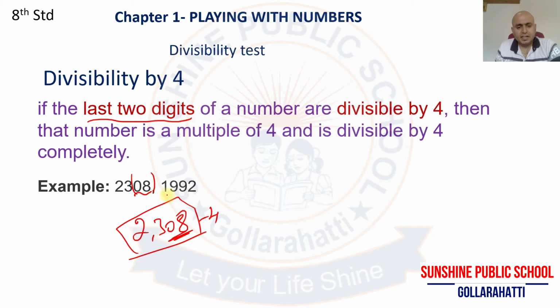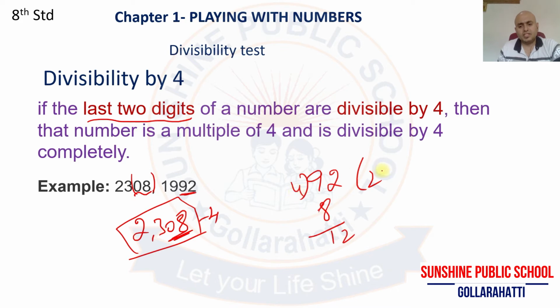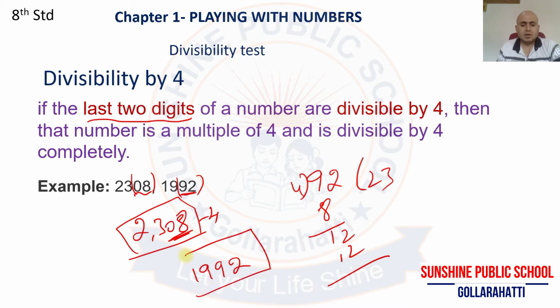Another example: 1992. For this, we have to check with 92. Is this 92 divisible or not? 92 divided by 4: 4 twos are 8, 1 remainder, and 2, 4 threes are 12. That means it is divisible by 4. The last two digits 92 are divisible by 4, so the full number 1992 is divisible by 4. We can check by the last 2 digits. If the last 2 digits are divisible by 4, then the full number is divisible by 4 completely.